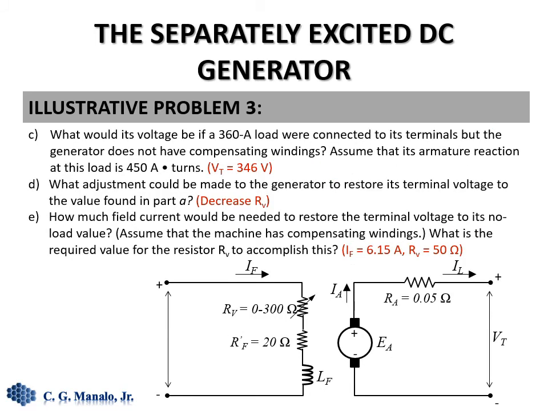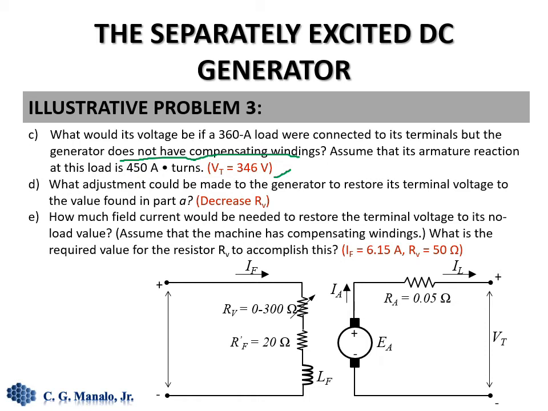The third question is the same as B, except that it does not have compensating windings. So in C here, the armature reaction will come into effect. So let's see how it affects the terminal voltage.